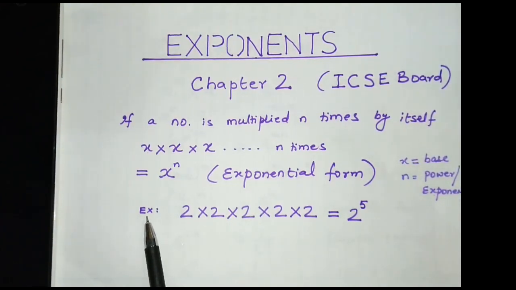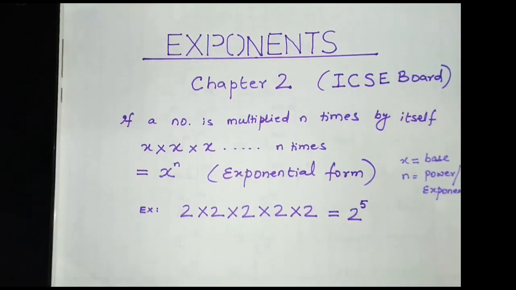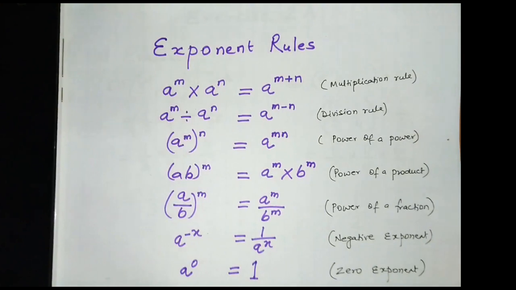Let us look at this example. Here 2 is multiplied 5 times. So instead of writing it like this, we can write it as 2 raised to the power 5. This means 2 has to be multiplied by itself 5 times. Let us look at the rules to be followed while doing these sums.